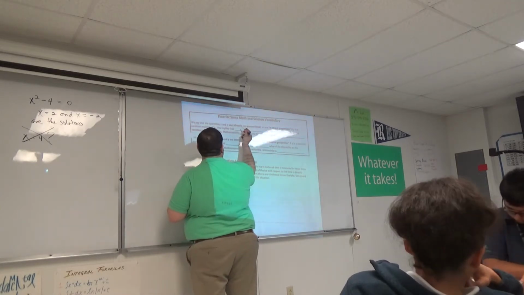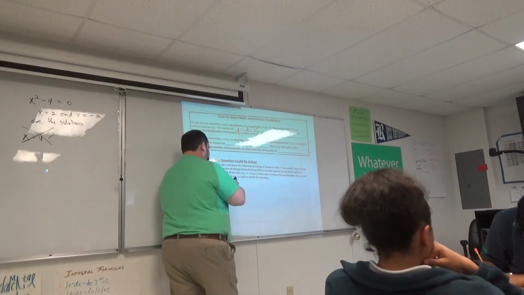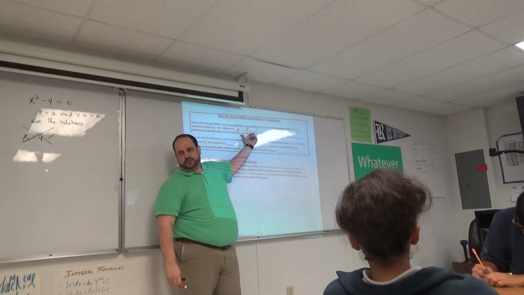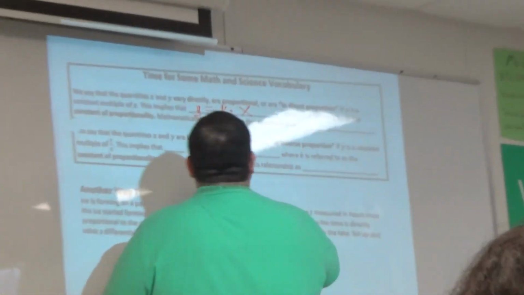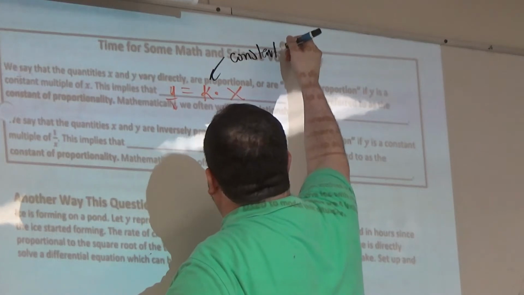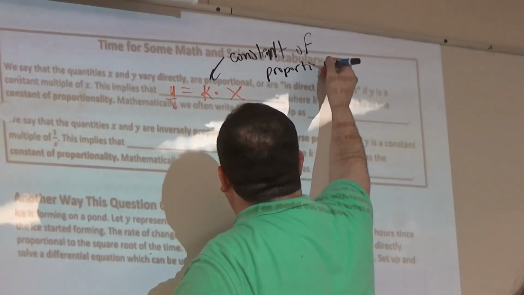Okay, so with directly proportional, we're going to say they're proportional, or directly proportional. So if you've got two variables, we're going to say that y equals k times x. In Algebra 1, that's the equation that the students use these days. K is called your constant of proportionality.